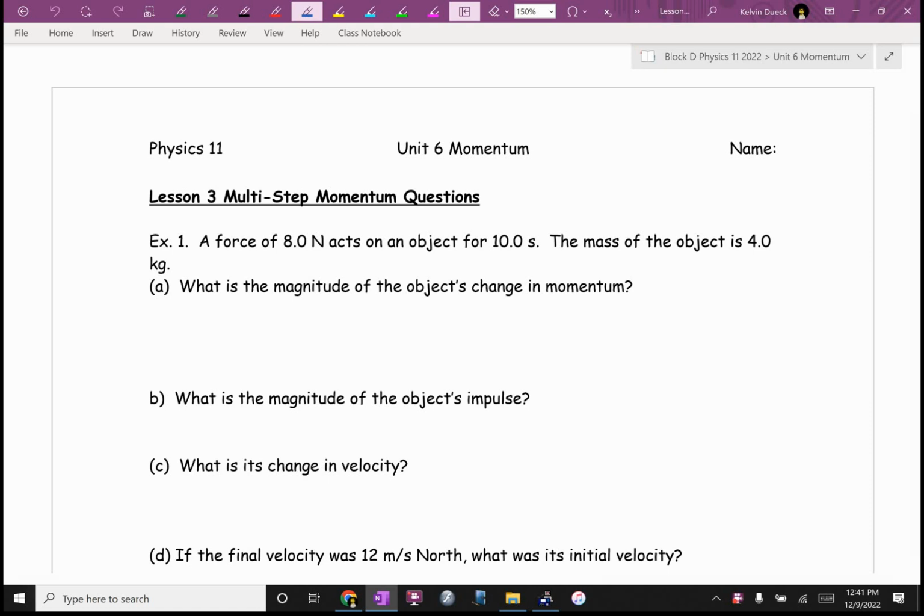What answer? Keep reading. The magnitude of what? What does it want me to find? Okay, one more time. What does it want me to find? You're right. How do I write that? What's our abbreviation for change in? Delta. What's our abbreviation for momentum? P.